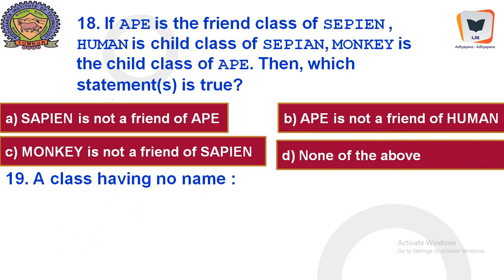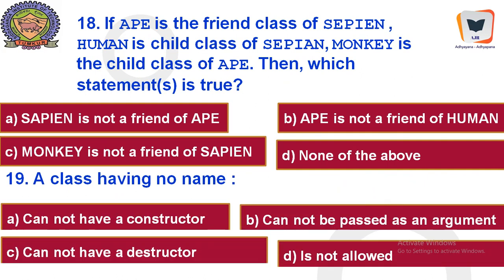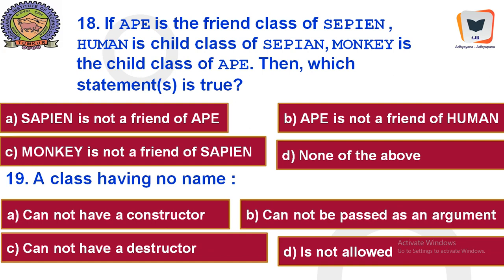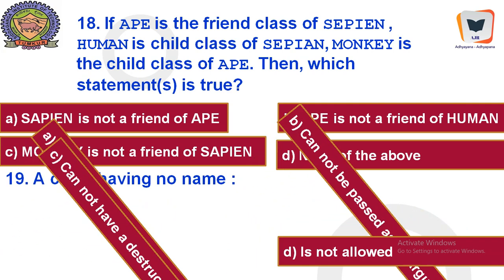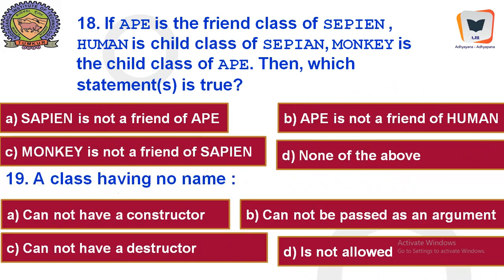Right. A class having no name cannot have a constructor, sure. Cannot be passed as an argument, yes. Cannot have a destructor. So A, B, C are the correct answers.